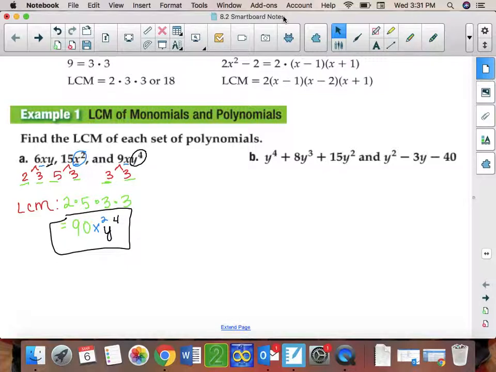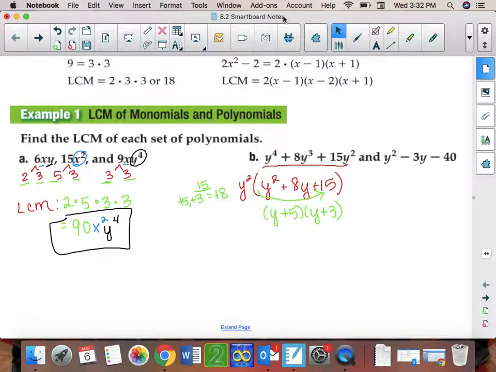Okay? If we look at part B, so now I have polynomials. So I'm going to start with this one, and I need to factor this. So the first thing I can do is take out a GCF of y squared, and that would give me y squared left plus 8y plus 15. And then I can factor that. So I'm looking for factors of 15 that are going to add to 8, and that's going to be positive 5 and positive 3. So in factored form, this would be y plus 5 times y plus 3, and then I have this y squared that I pulled out, okay?